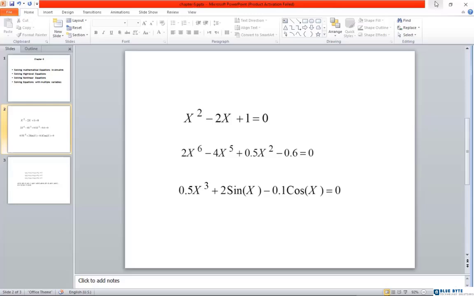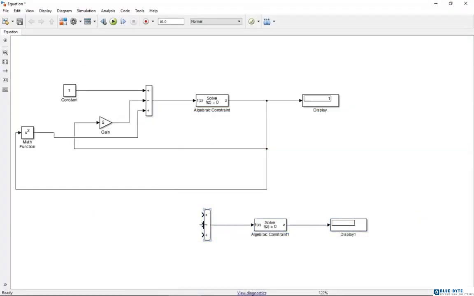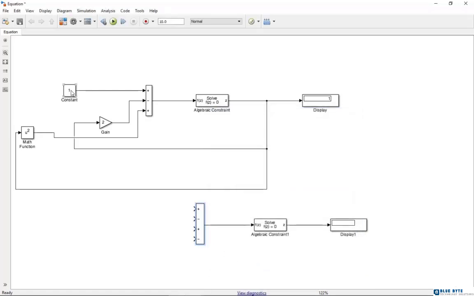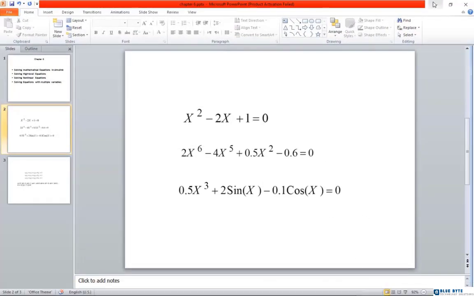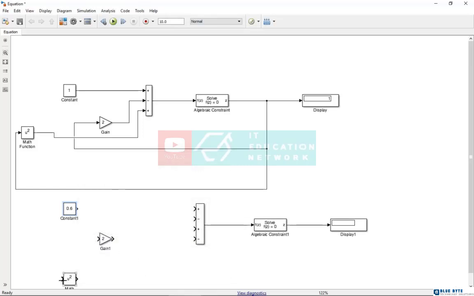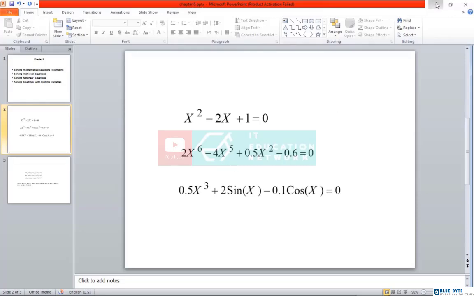We have two positives and two negatives in the equation. So I add another negative sign in the sum block. Here I need constant and gain blocks too. The constant number is minus 0.6. Also, we have 0.5x to the power 2.